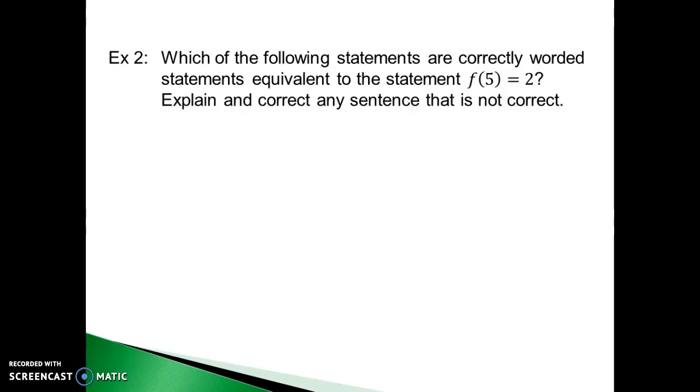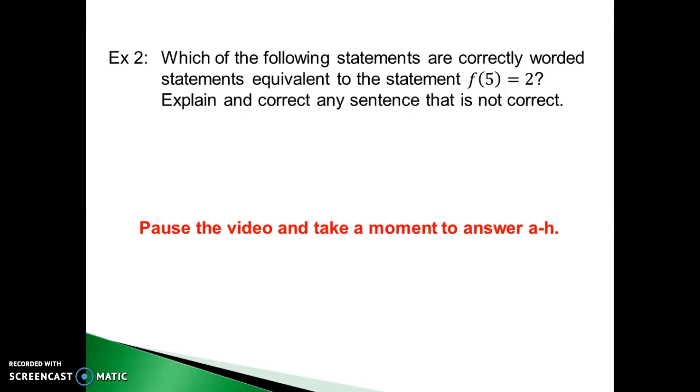All right, so we're going to look at this example. Which of the following statements are correctly worded statements equivalent to the statement f of 5 is equal to 2? So you're going to look at A through H and explain and correct any sentences that are not correct. If it is correct, that's just what you're going to say, that it is correct. So pause the video and take a moment to answer questions A through H on your own.